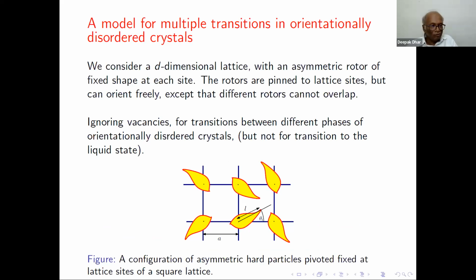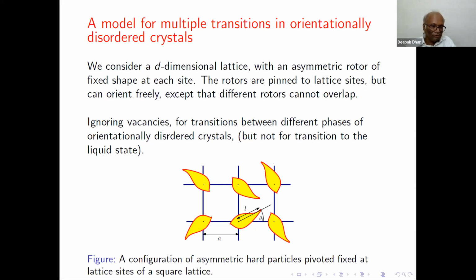So now we understand that there are multiple phases between solid and liquid. And I want to make a model of these multiple transitions in orientationally disordered crystals. So we will take a d-dimensional lattice and we will put an asymmetric rotor of fixed shape at each site. So at each site there is a molecule. And in this picture, the molecule is shown to have some funny shape. It is unsymmetrical, it's not a spherical molecule.